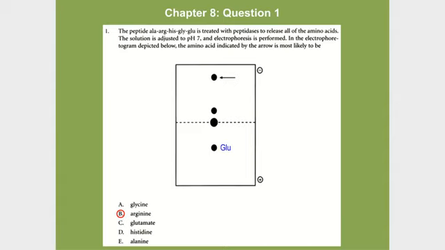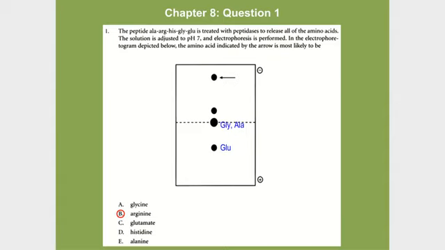If they were to ask you what amino acids do not migrate, that are at the dotted line, there are 2 amino acids of the 5. That would be either glycine or alanine, because the R group, they are non-charged amino acids.